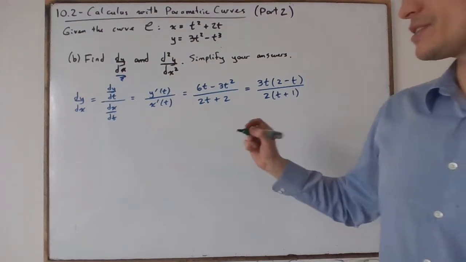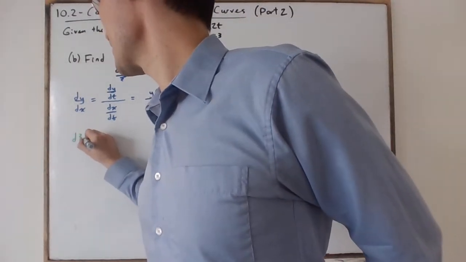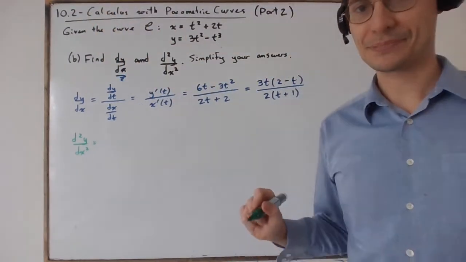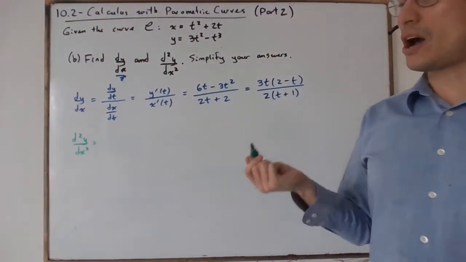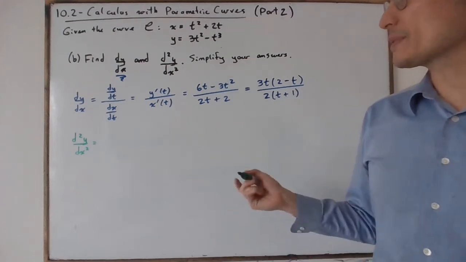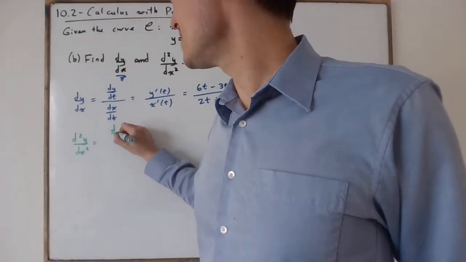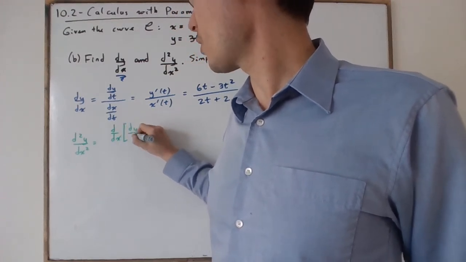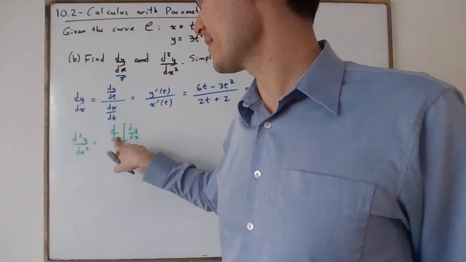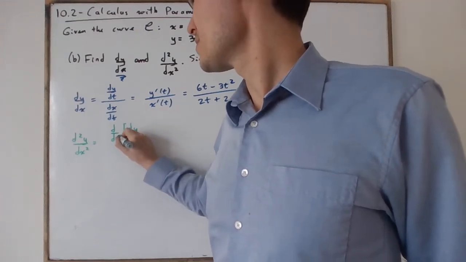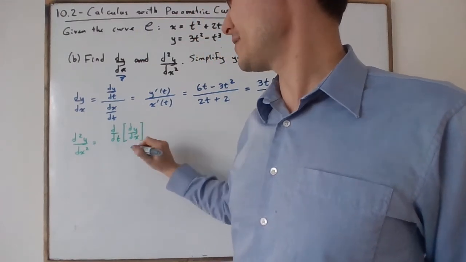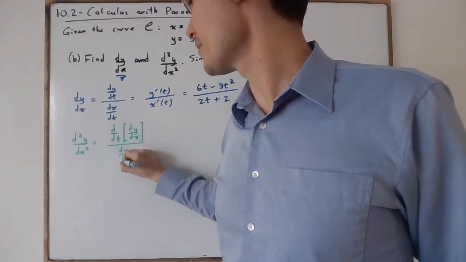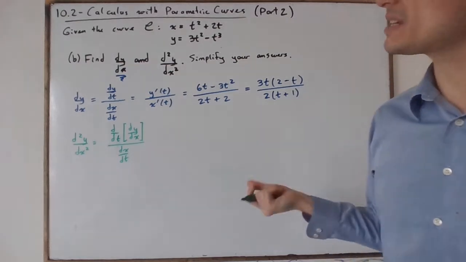Now for the second derivative of y with respect to x. Again with the chain rule, it's not very hard to prove that this is d over dt of dy over dx, okay, wrong letter here, this is a t. So it's the derivative with respect to t of dy over dx, over dx over dt. You can prove this with the chain rule.